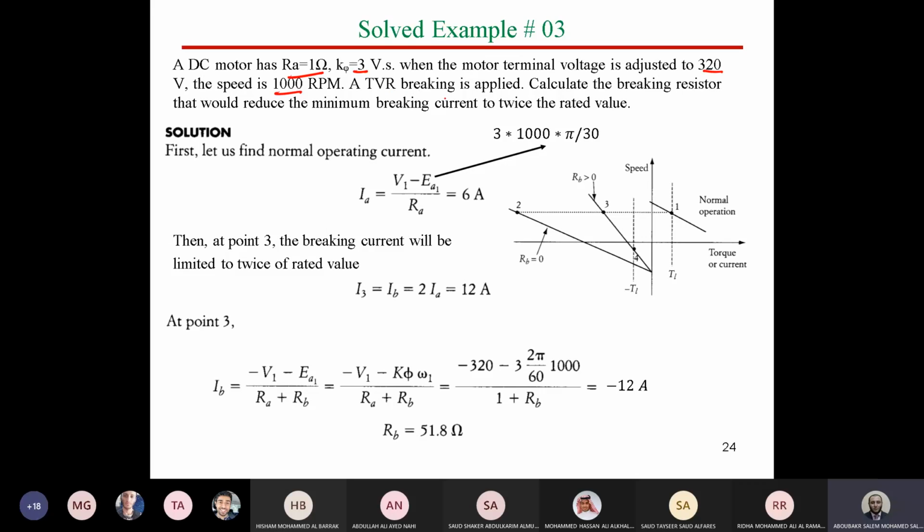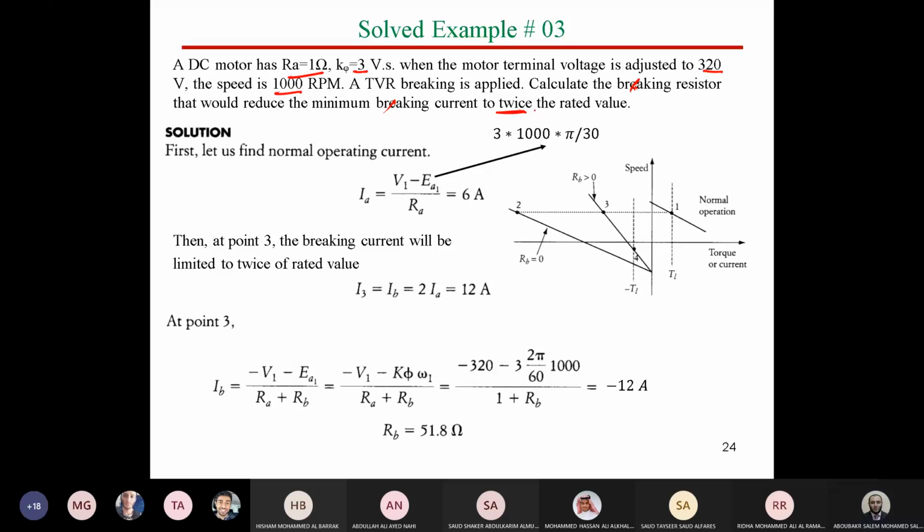A TVR braking is applied. So this means now you are going to reverse the motor terminals and add a resistance. Calculate the braking resistor that would limit the minimum braking current to twice the rated value. As we discussed, it's twice, all the time. So this is the limit of armature current. We cannot increase over twice the rated value, otherwise it will affect the motor lifetime and safety.